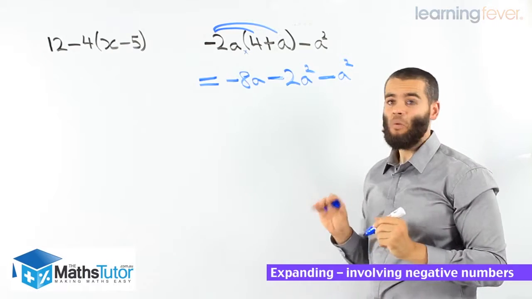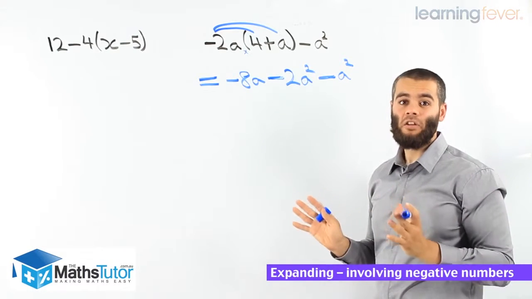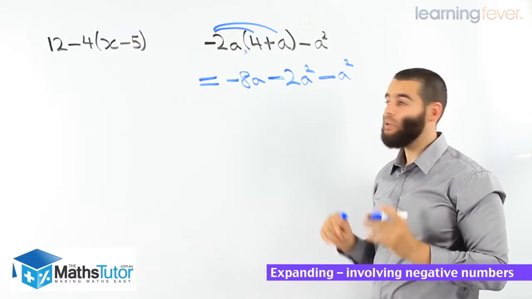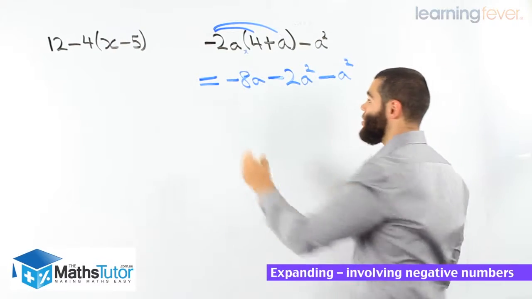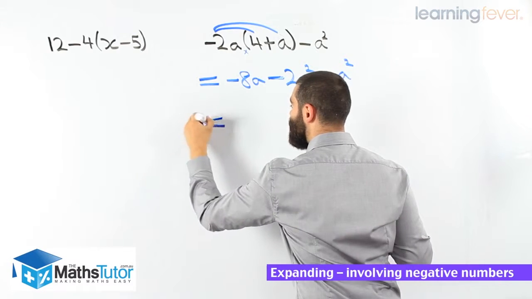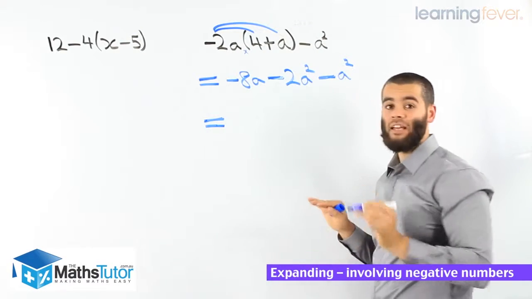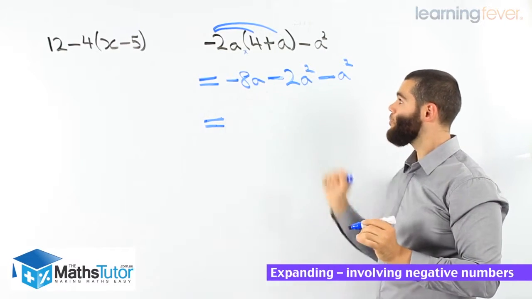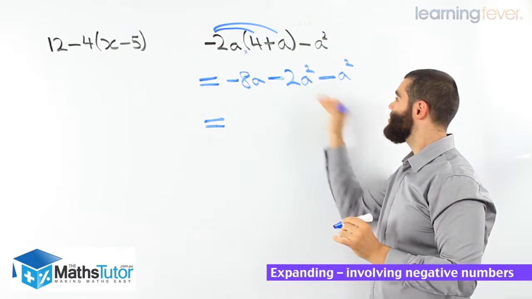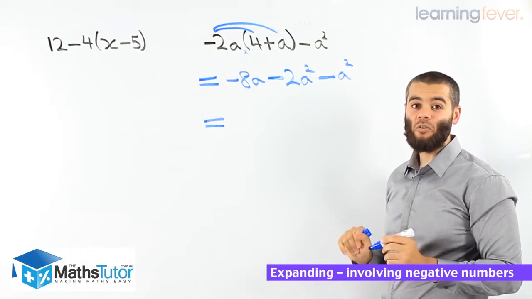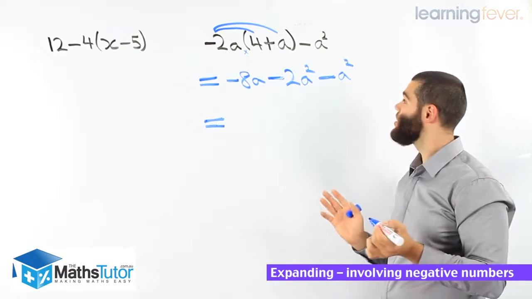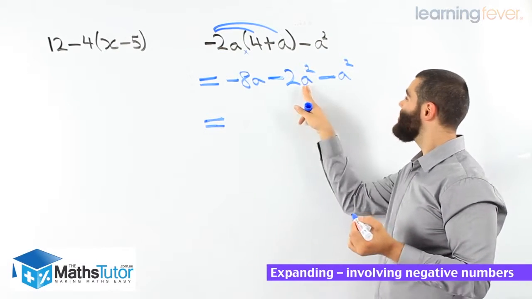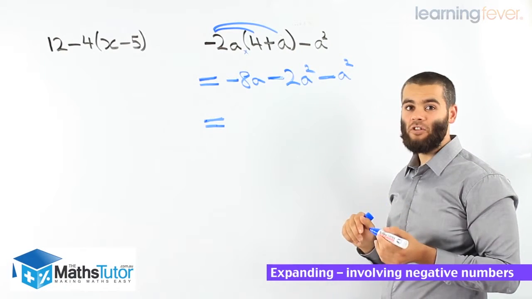I've seen students where they think they've finished and no, they actually get it wrong because they haven't finished off the question. So you have to always take extra care and make sure you finish the question in full. Minus 8a, minus 2a squared, minus a squared. Now, we are asked to simplify, so we're going to collect like terms. Are there like terms? A squared are like terms.